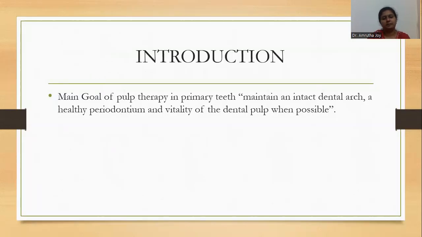The main goal of pulp therapy in primary teeth is to maintain an intact dental arch, a healthy periodontium, and vitality of the dental pulp whenever it's possible. Because the premature loss of primary teeth can cause many issues, such as crowding or impaction of the permanent teeth, and it may affect functions like phonetics and sometimes aesthetics also.